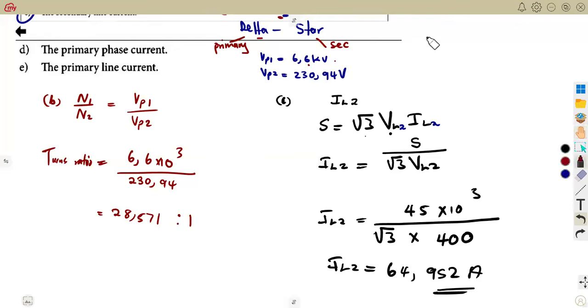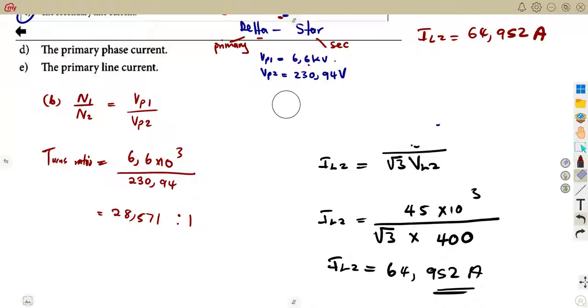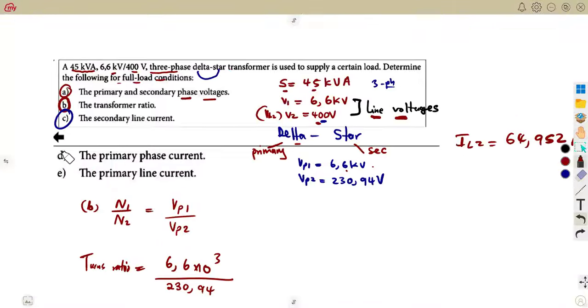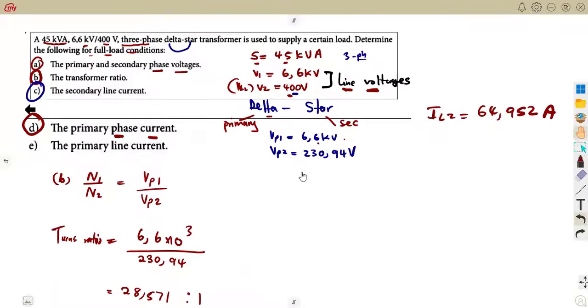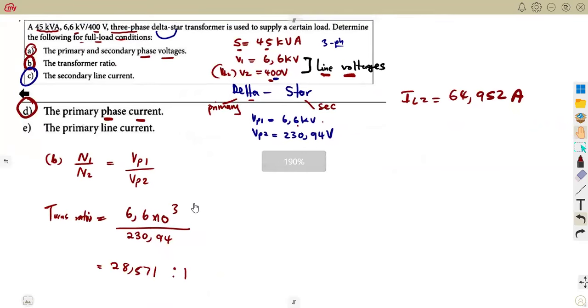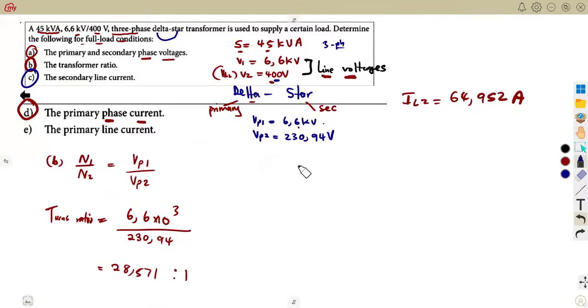Okay, so let's just take this value. We're going to need this 64.952 amps. This is the line current. But now, look, they're saying the primary phase current. What are they trying to do here? Okay, let's take a read of something here in our calculations. They want you to calculate the primary phase.